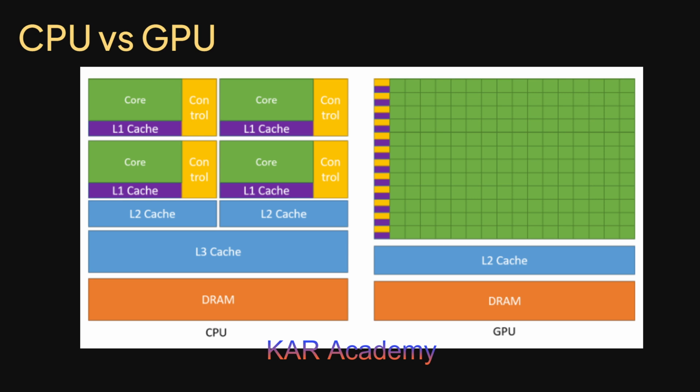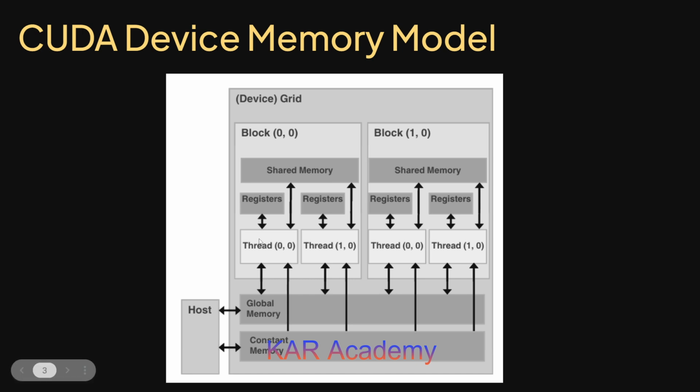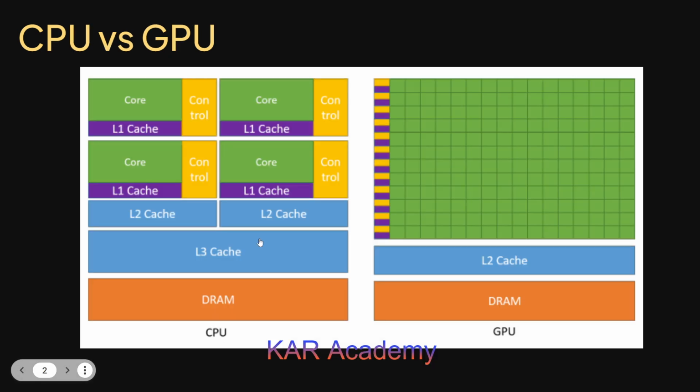You have dedicated DRAM for the CPU and dedicated DRAM for the GPU, which means that if you have to do some processing on the GPU, you will have to copy the memory contents from the CPU memory to the GPU memory. The GPU memory is also called device memory, whereas the CPU memory is also called host memory. Before we go to the next slide, I want to highlight certain things on the CPU versus GPU architecture.